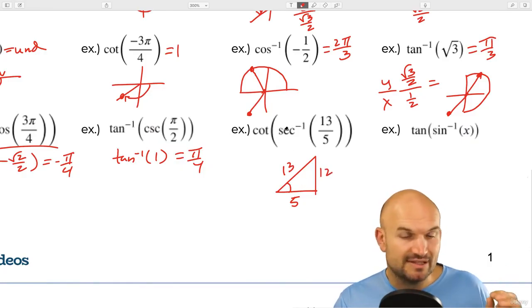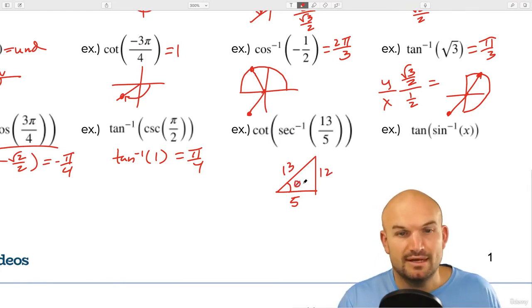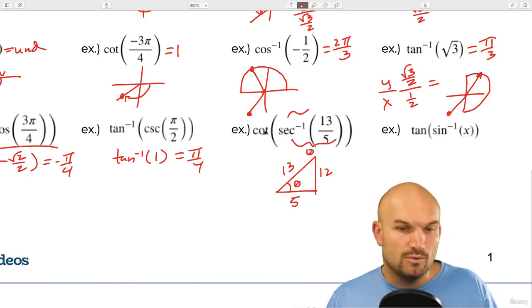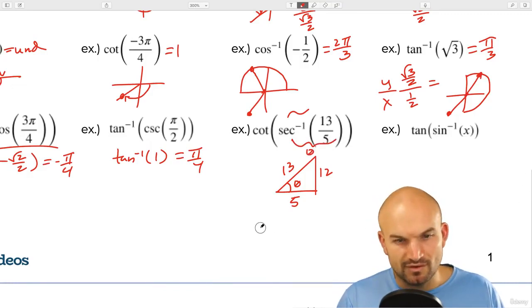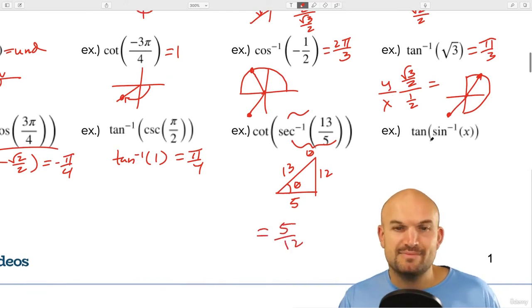So really what it's saying is, the secant inverse of 13 over 5 is going to produce some angle, whatever theta. And basically all we're trying to do now is say, if that is going to give us theta, then what's the cotangent of that? What is the x over the y? Well, that's just going to give us 5/12. And you can do kind of the same thing here when you have the tangent of sine inverse of x.